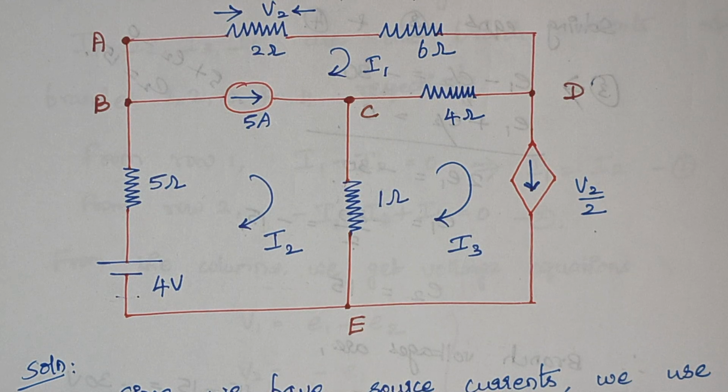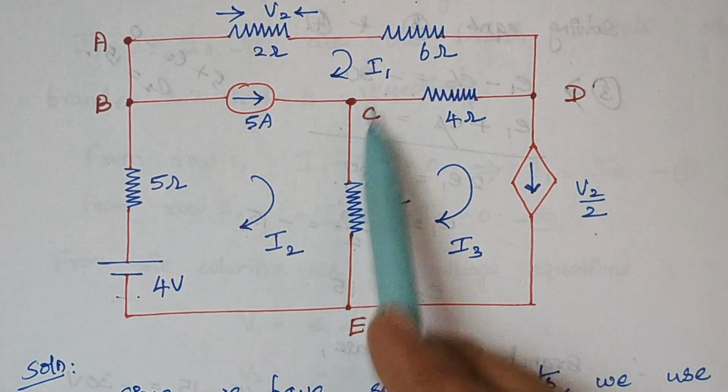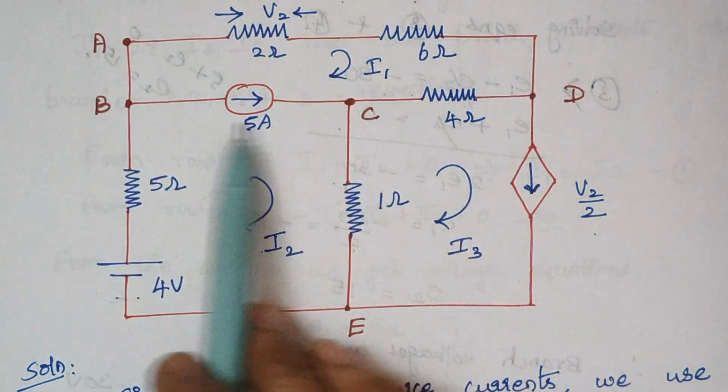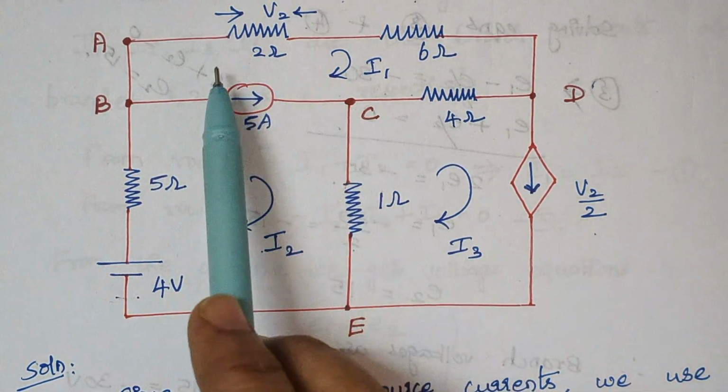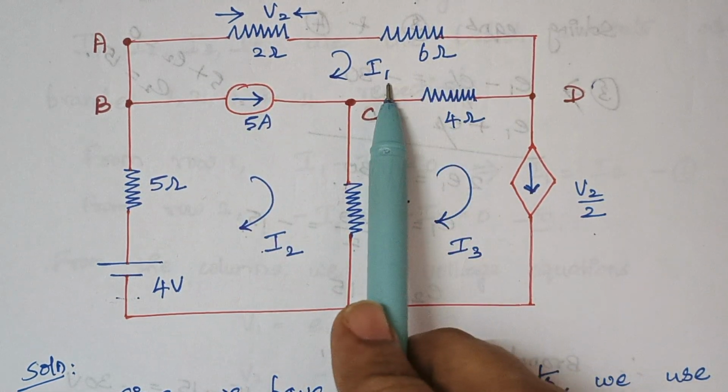So here as usual the same thing. Here we have 3 loops. So obviously here we will be having 3 loop currents. So here let the currents be I1, I2 and I3. So when you look at this first part, you see here the current flowing through this 2 ohm and this 6 ohm resistor is I1.